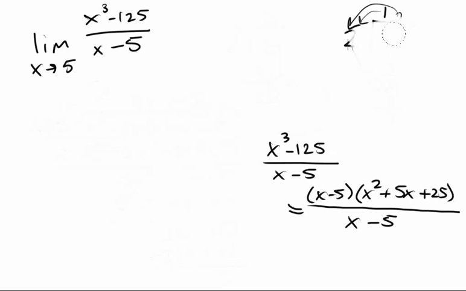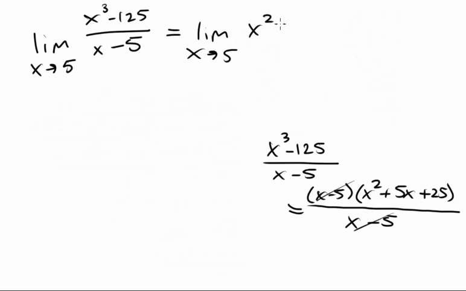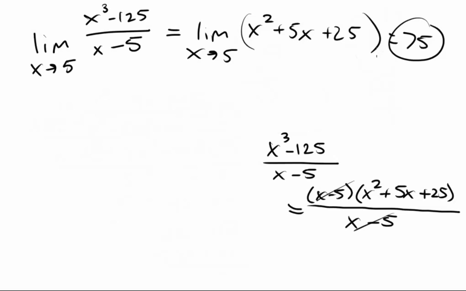Alright, so now that I've gotten that figured out, this can be rewritten as this. The x minus 5 can cancel, so that means we're left with the limit as x approaches 5 of x squared plus 5x plus 25. And so now we can just plug it in. So we get 5 squared, which is 25, plus 25 plus 25, 75. There's our final answer.